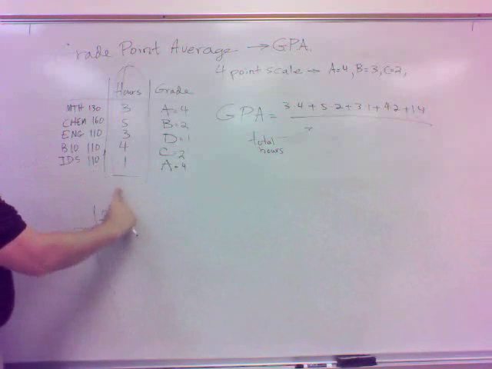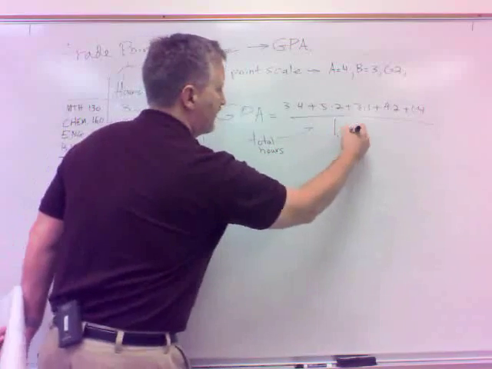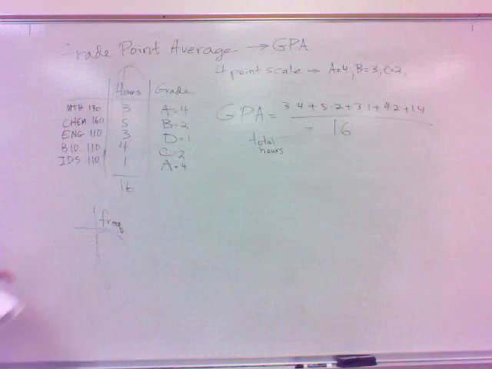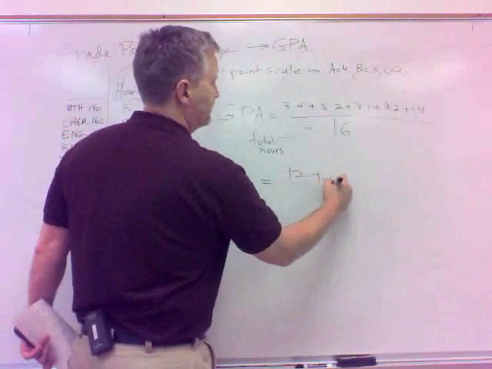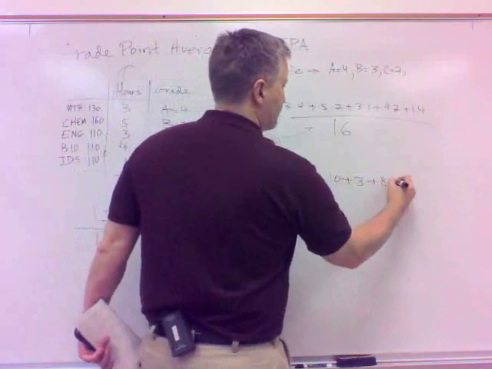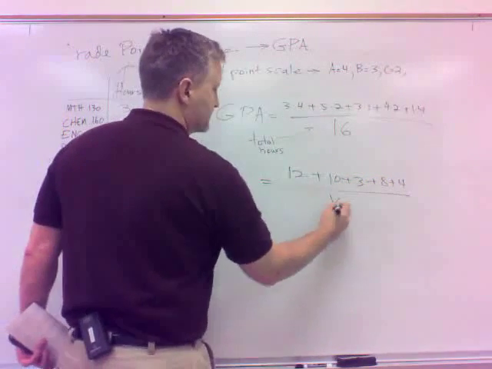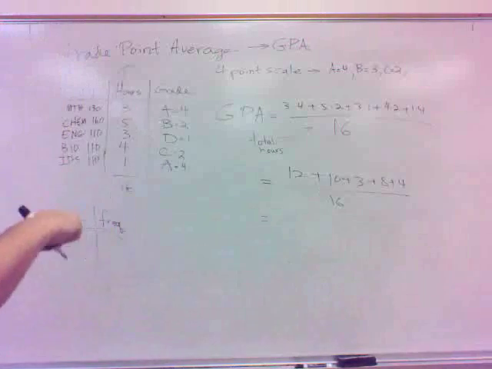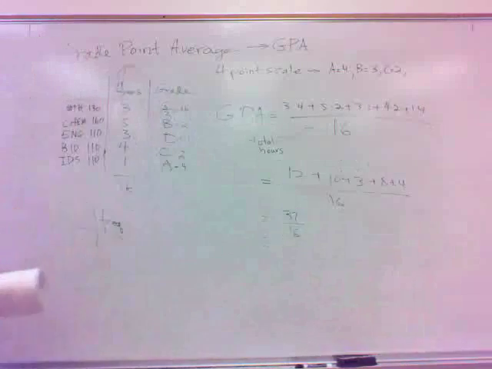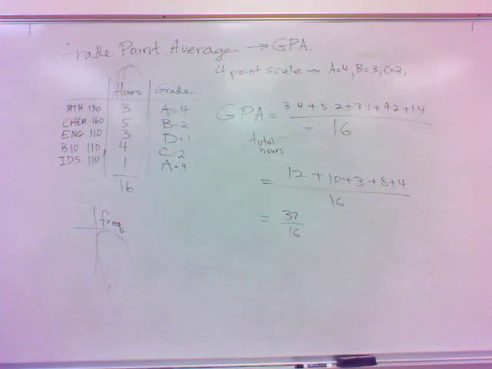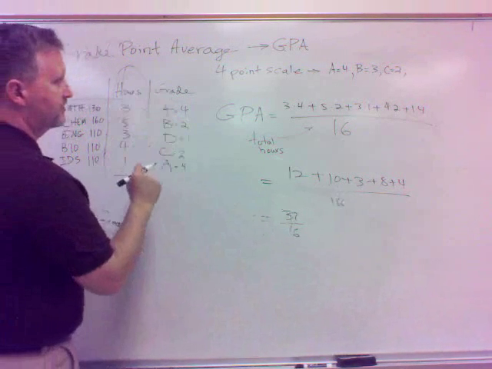16 total hours. If we add up the grades, we get 13, so you'd be dividing by the wrong thing. So we got 12, 10, 3, 8, and 4 on the top divided by 16. What does that give me? 37 divided by 16 is what I seem to be getting. Does that sound okay? Check me on that. You're right. Did that just to make sure you're watching.